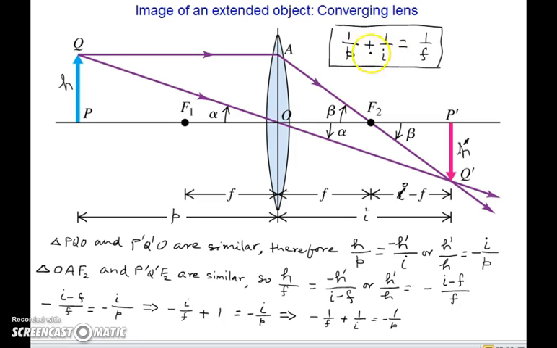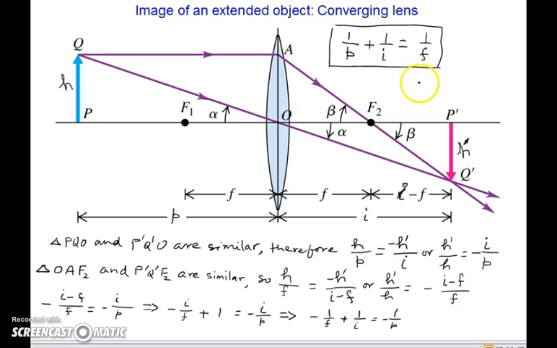All right, so this is the object-image distance relationship for a converging lens. And of course, although we derived it for a converging lens, the same relationship is valid for a diverging lens also, with the appropriate sign rules. Good.